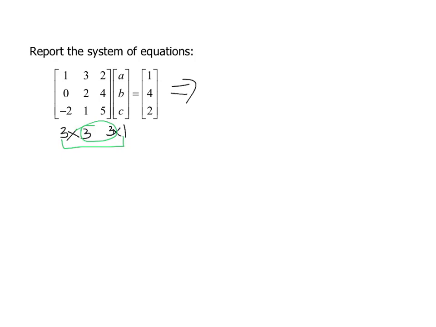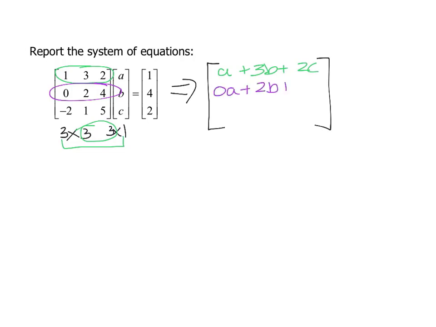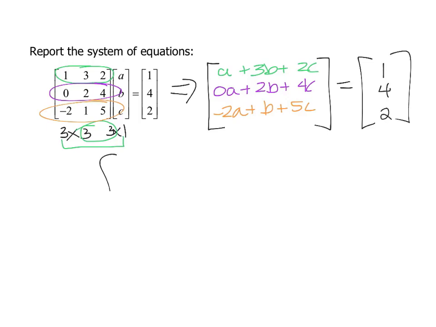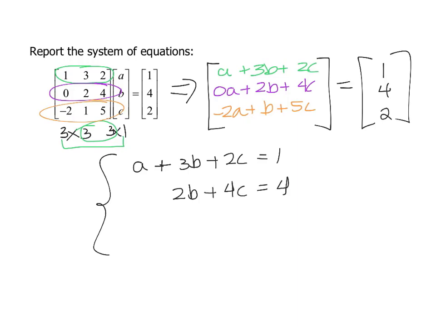Let's start by multiplying those two matrices. If I multiply this first row times that first column, I'm going to have A plus 3B plus 2C. The second row is going to give me 0A plus 2B plus 4C. And the third row is going to give me negative 2A plus B plus 5C. And this has to equal 1, 4, 2. So my system of equations would look like A plus 3B plus 2C is 1, 2B plus 4C is going to be 4, and negative 2A plus B plus 5C is going to be 2.